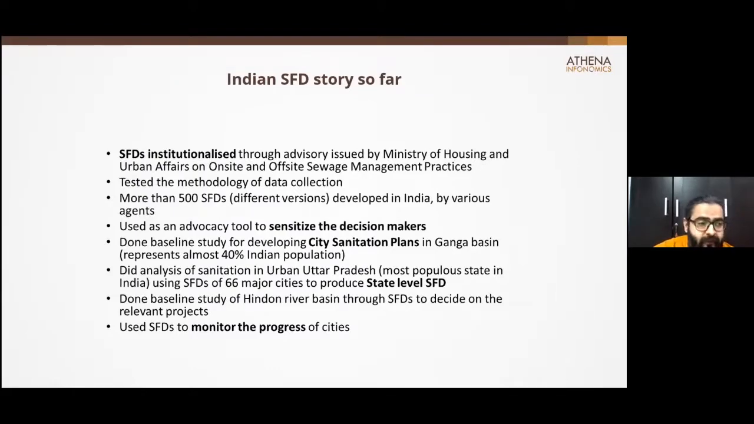Then we've used SFDs for doing city sanitation planning. And of late, we realized that if you do an SFD after 3 or 4 years, it also helps us to monitor the progress the town has made. That's another use of SFDs that we have observed.